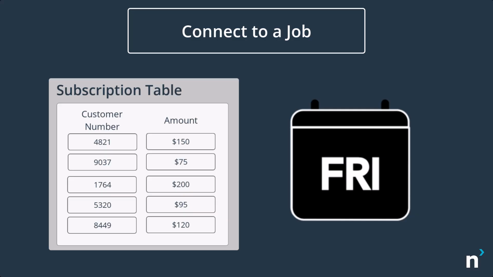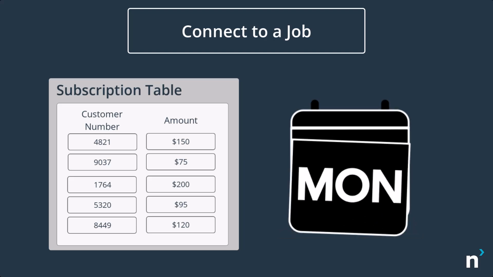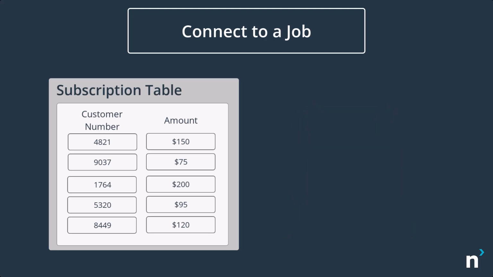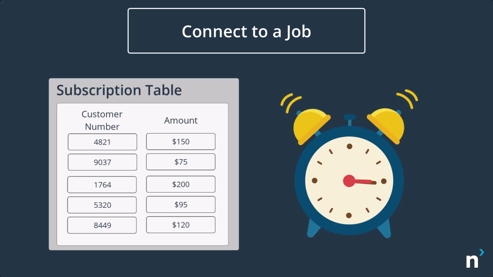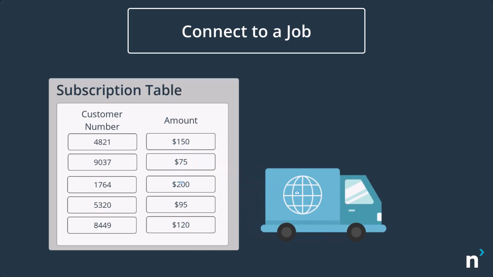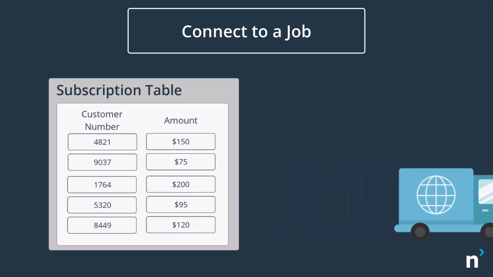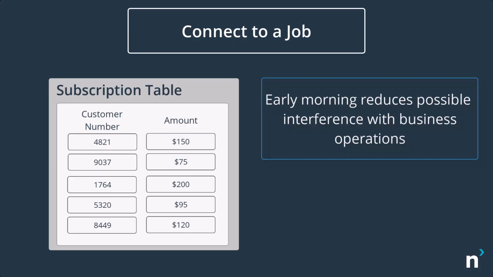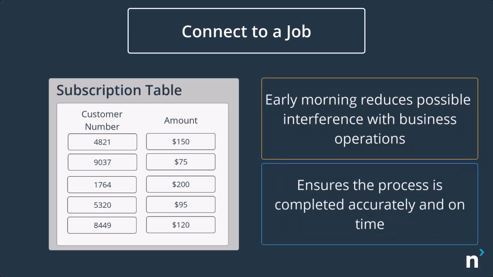A company invoices all customers with active subscriptions on the third Thursday of each month. A job runs at 3 a.m. on the third Thursday, triggering a background logic block that reviews subscription data, generates invoices, and sends them to customers. The job is scheduled for early morning hours to avoid interfering with business operations. The developer chose to connect the logic block to the job scheduler to ensure the process is completed accurately and on time.